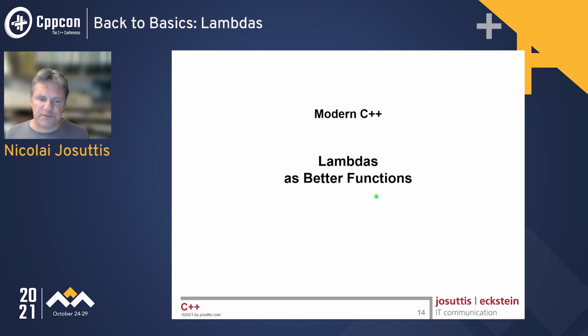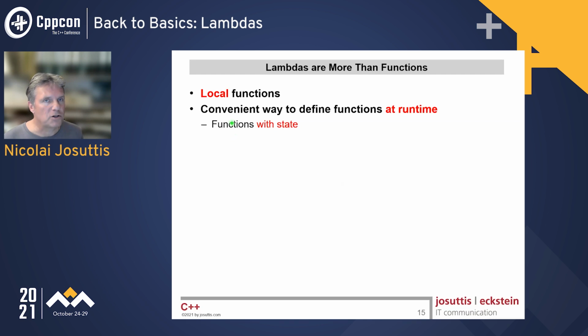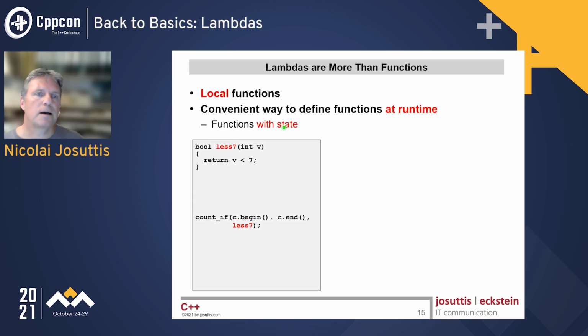So lambdas are better functions. Well, I gave you two arguments already, but these arguments are a little bit fuzzy. I mean, I said you can define them locally, and they might be better optimized, well, in non-trivial cases. But there's a real benefit, something lambdas can do which ordinary functions can't. They are functions with a state, and you can specify the behavior of the function at runtime. Both belong together. So let's see what I mean here.